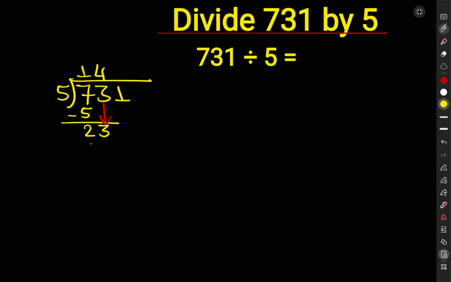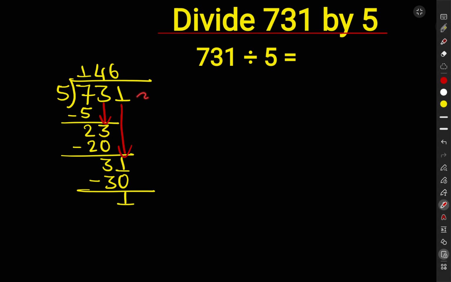5 times 4 is 20. On subtracting we get 3. So again we put down this 1 and it is 31. 5 times 6 is 30. On subtracting we get 1.